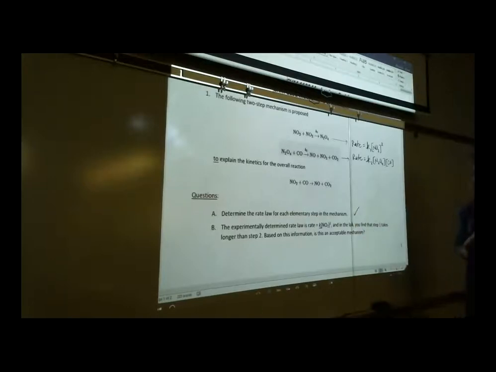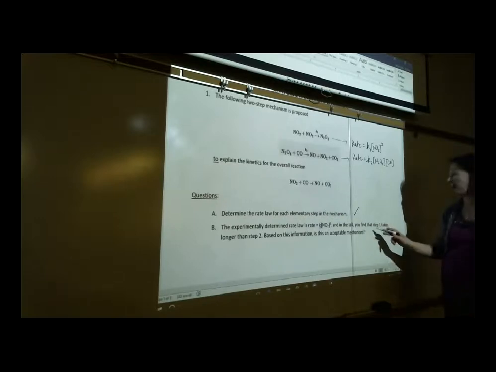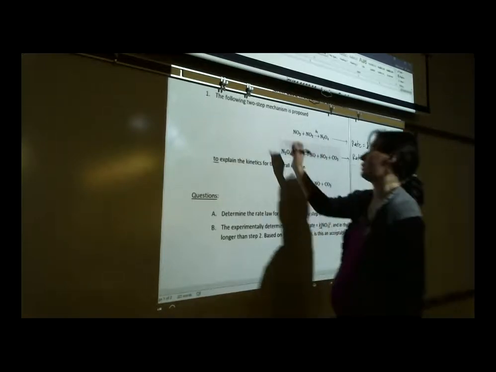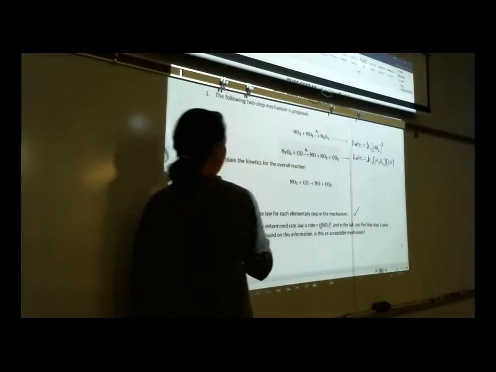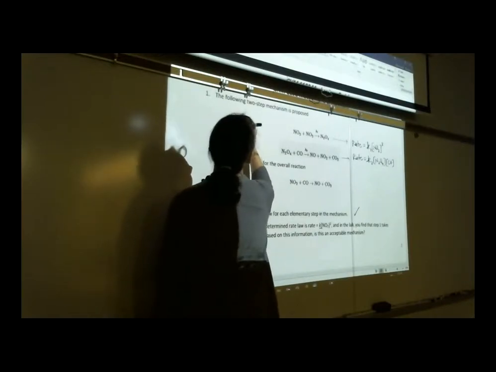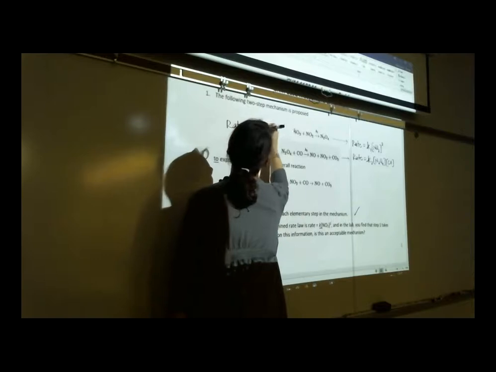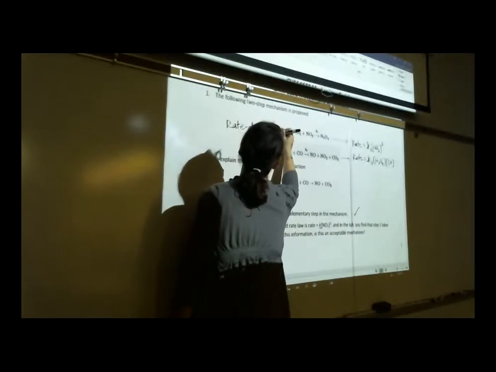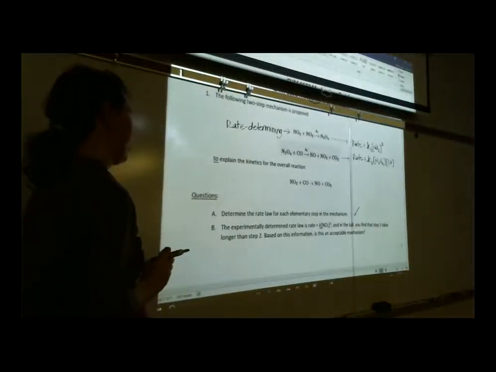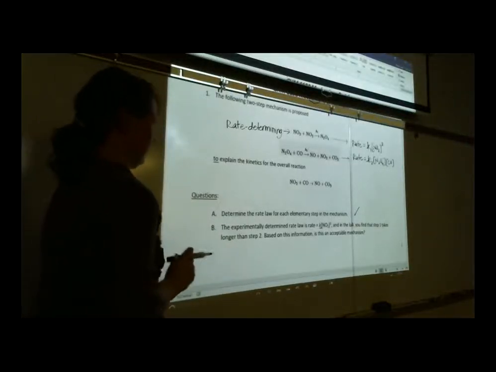And then part B. The experimentally determined rate law is rate equals k NO2 squared. Okay? In the lab, you find that step 1 takes longer than step 2. So which one of these is the rate determining step? Step 1 or step 2? Step 1, right? So this is the rate determining step. And based on this information, is this an acceptable mechanism?